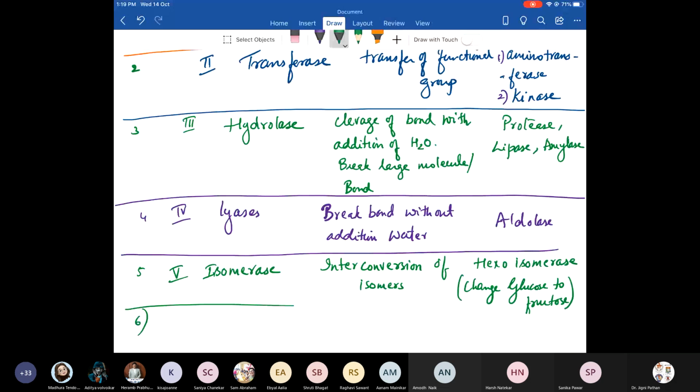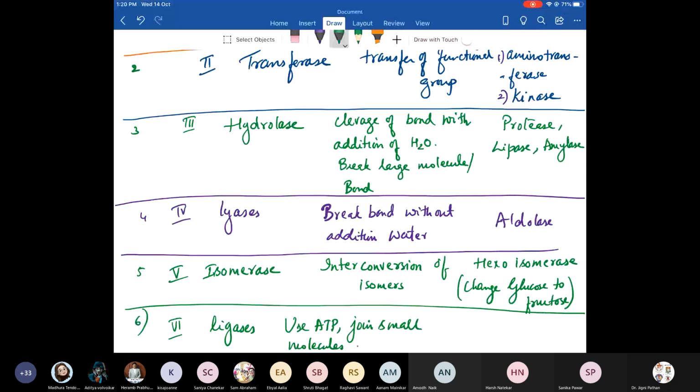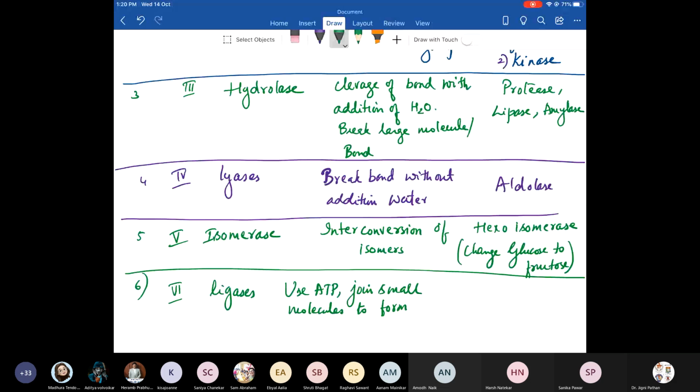Next. Sixth one, ligase. Uses ATP to join small molecules to form a bigger molecule. Example, DNA ligase.